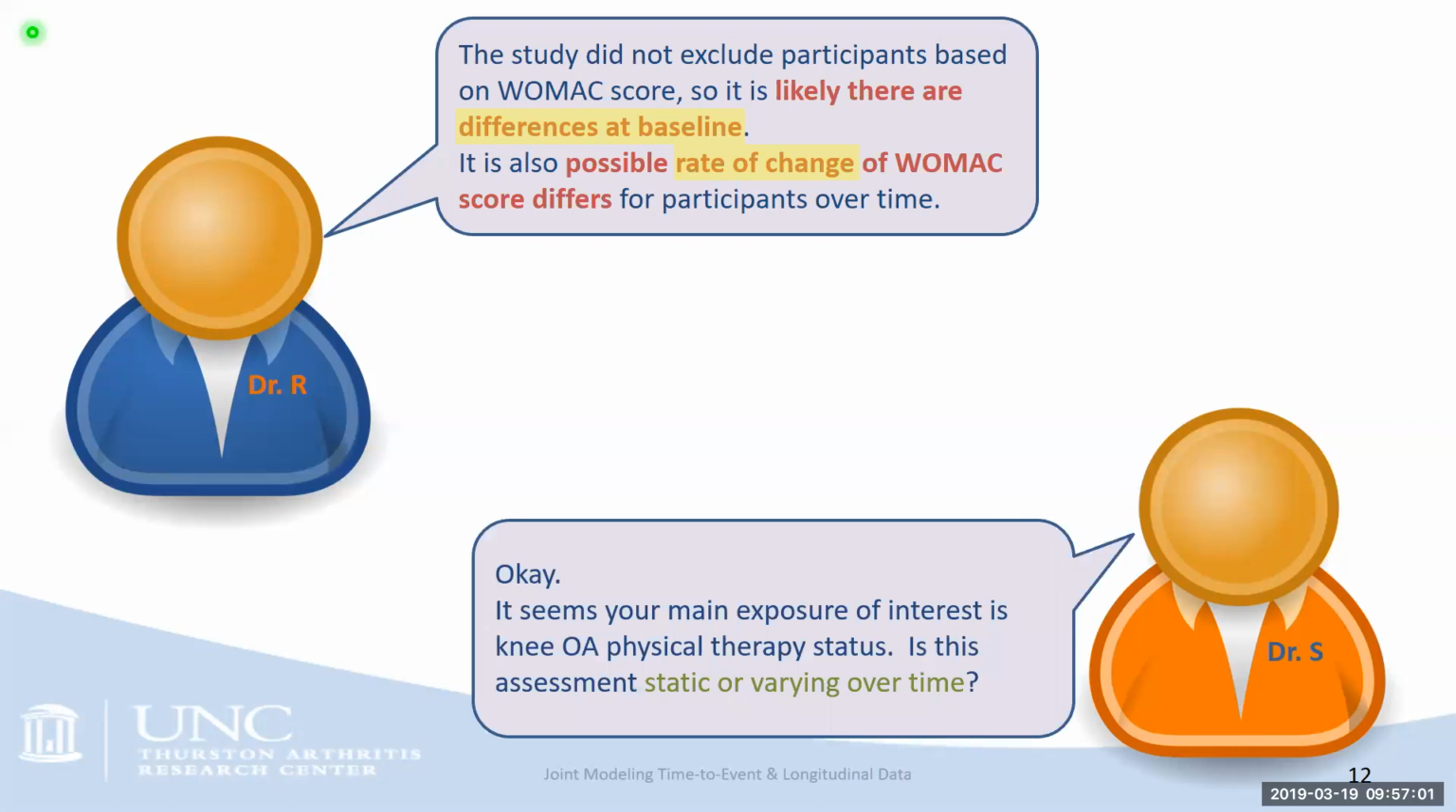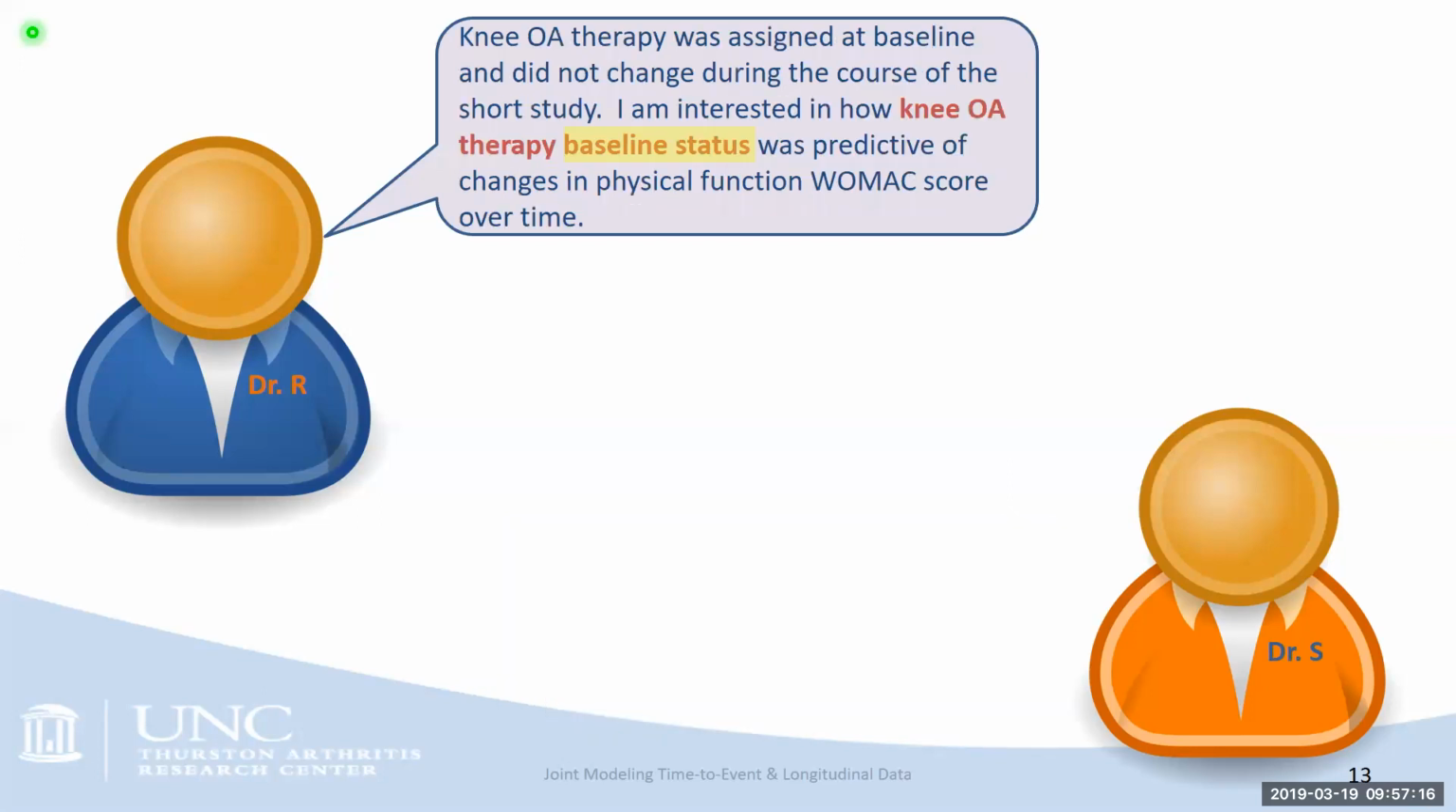Okay, so the statistician now might move from asking about the outcome to asking about the main exposure, which in this case is this physical therapy status for NEOA. So he might begin by asking if this assessment is static or is varying over time. And we learned from Dr. R that the NEOA therapy was assigned at baseline and didn't necessarily change during the course of the shorter study. So again, he reiterates that his interest is in how the NEOA therapy baseline status is predictive of changes in physical function WOMAC score over time.